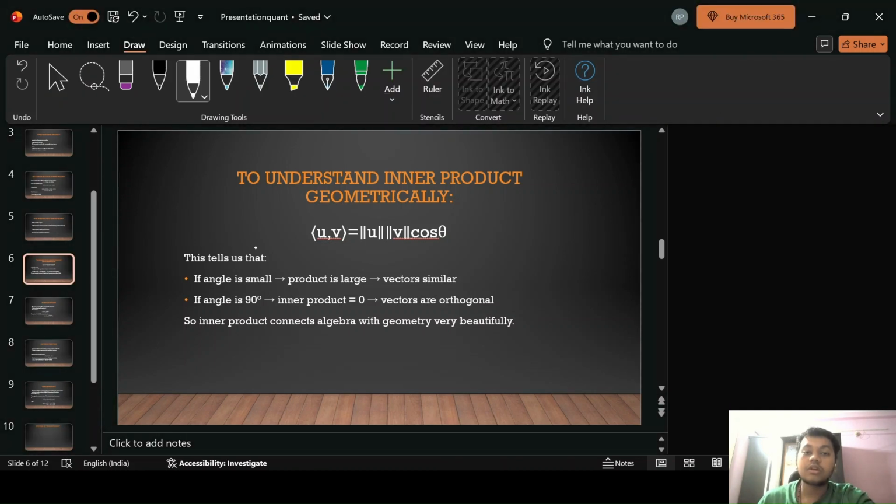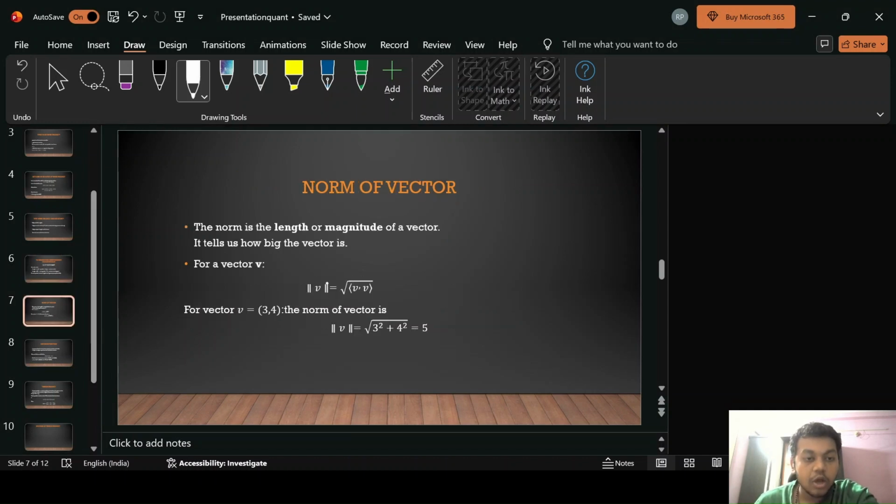So now we're gonna see our second topic, that is norm of vector. Norm of vector is nothing but the length or magnitude of vector. It tells us how big the vector is. For vector v, we have the formula magnitude of v equals under root v into v.